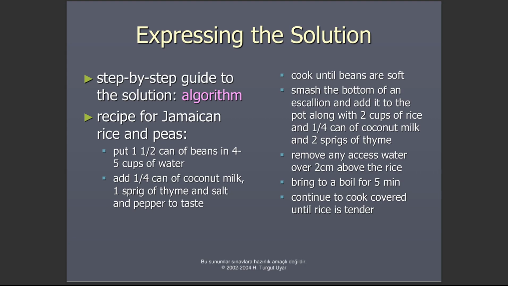Each step in the recipe is clear and specific. In programming, we write algorithms in the same way. We break the solution into small, simple steps that the computer can follow. This is how we solve problems in programming, one step at a time.